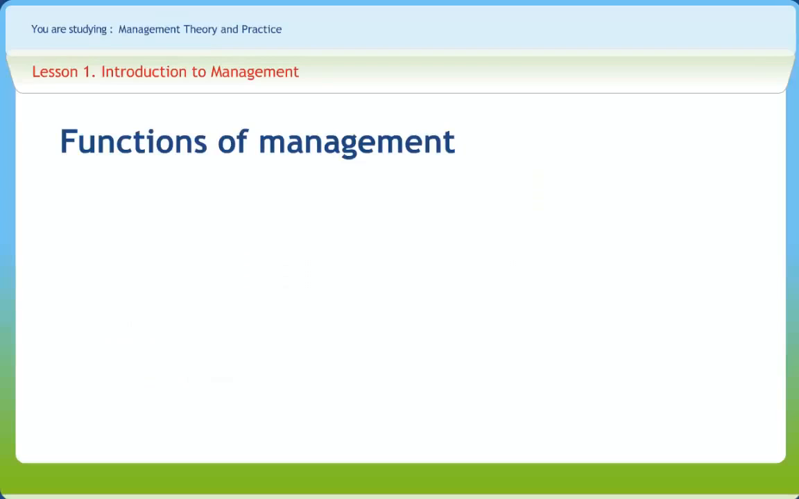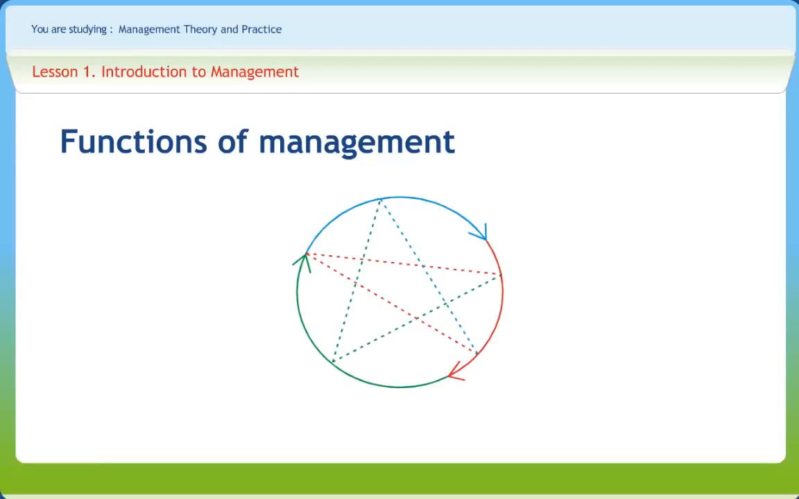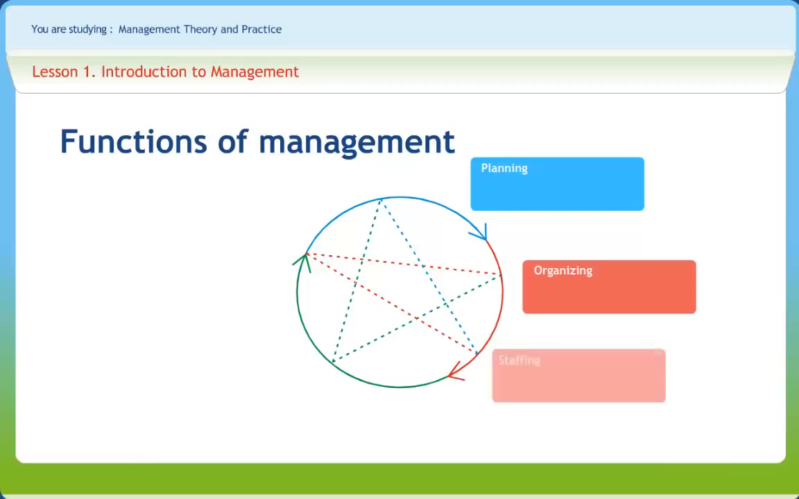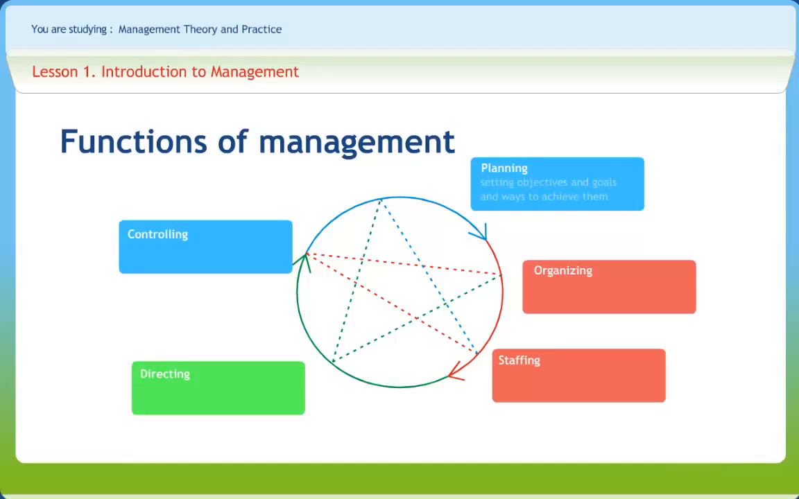Now one of the most important constituents of this lesson, functions of management. As you can see, management has 5 functions, namely planning, organizing, staffing, directing, and controlling. Under planning, a manager has to set objectives and goals and has to determine ways to achieve them. While organizing, a manager integrates various elements of the organization to achieve the goals that he determined during planning. Then, he has to select, recruit, train, and retain highly productive human resource for his team or department or organization.